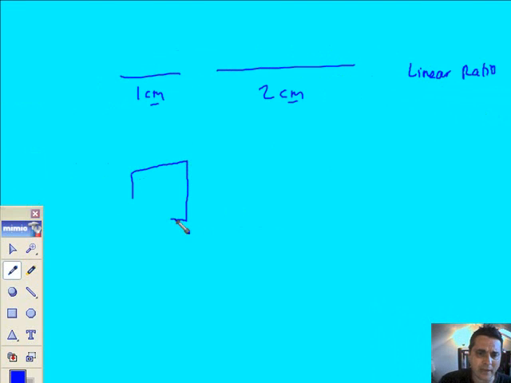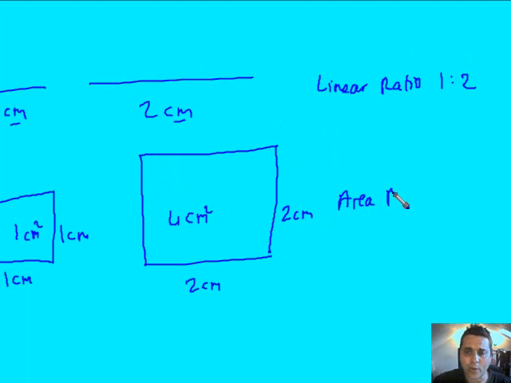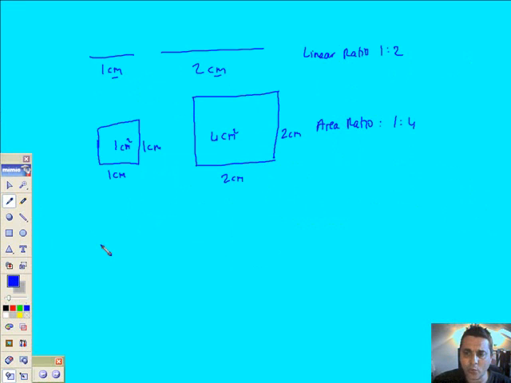If I have a square of side 1 centimetre, and I double the bottom side and all the sides around are doubled, so the length has increased to 2 centimetres instead of 1 centimetre all round. Now the area of this little one is 1 times 1, 1 centimetre squared. The area here, 2 times 2, is 4 centimetres squared. So the ratio of their areas, or area ratio, is in fact 1 to 4 and not 1 to 2.